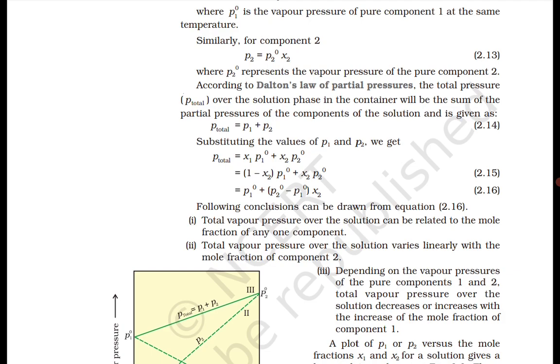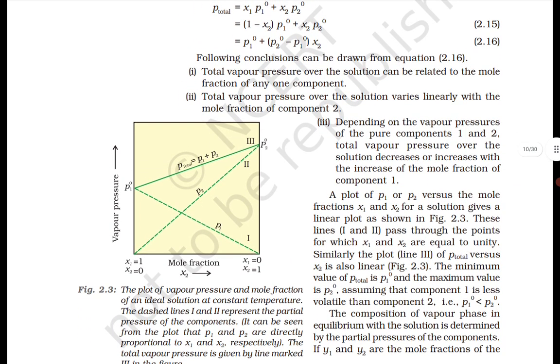(2.16) The following conclusions can be drawn from equation 2.16. 1. Total vapor pressure over the solution can be related to the mole fraction of any one component. 2. Total vapor pressure over the solution varies linearly with the mole fraction of component 2. 3. Depending on the vapor pressures of the pure components 1 and 2, total vapor pressure over the solution decreases or increases with the increase of the mole fraction of component 1.